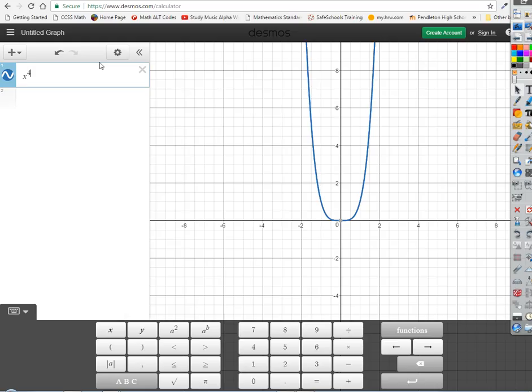A good way to think about it is, and Desmos helps me with this, if I focus in really, really close to the point, to the x-intercept at 0, 0, the function is going to look linear, and it's going to look just like the x-axis, right? So if I do, we can actually see that happen.